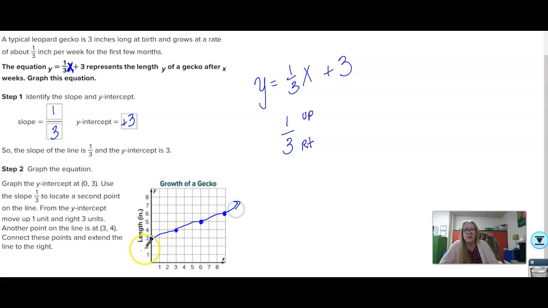Now, notice I don't have the line going off with an arrow over here. The reason for that is my gecko will never be negative, whether it's years, months, weeks. My gecko will never be negative weeks old. He started at 0 and goes up. So that's why there's no other quadrant and why the line is a ray instead of a line, okay?